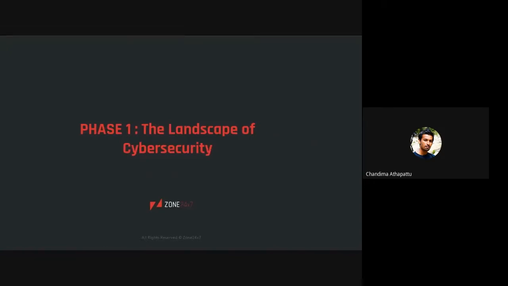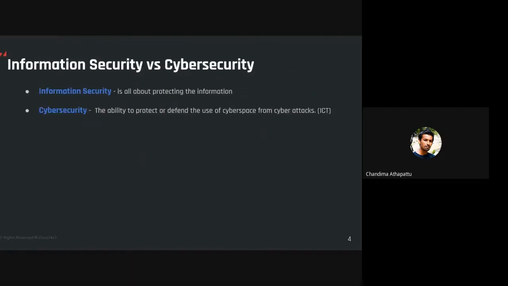When we are moving to the landscape of cybersecurity, it's important to understand these terms: information security and cybersecurity. Lots of people, even well-known security professionals, have doubts about information security versus cybersecurity. Information security is about data. When data is converted to something meaningful, we call it information, and when we are protecting it, we say information security. But cybersecurity is a broader area; it goes beyond information security.